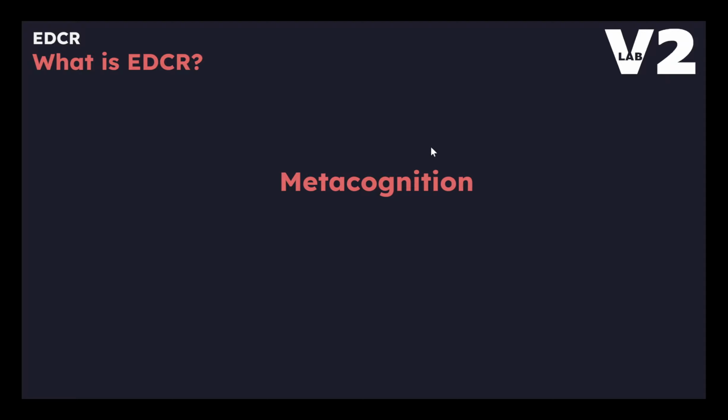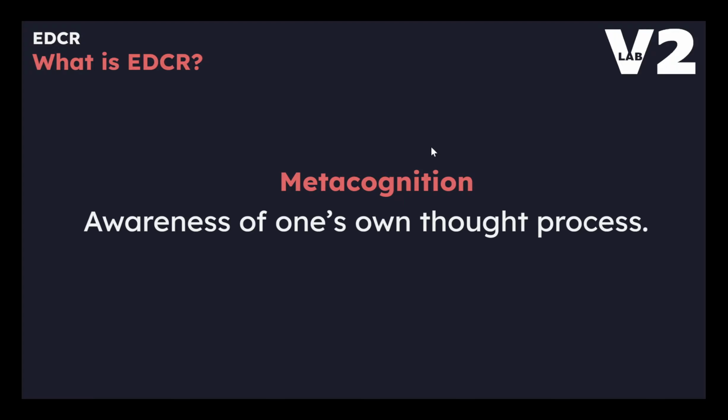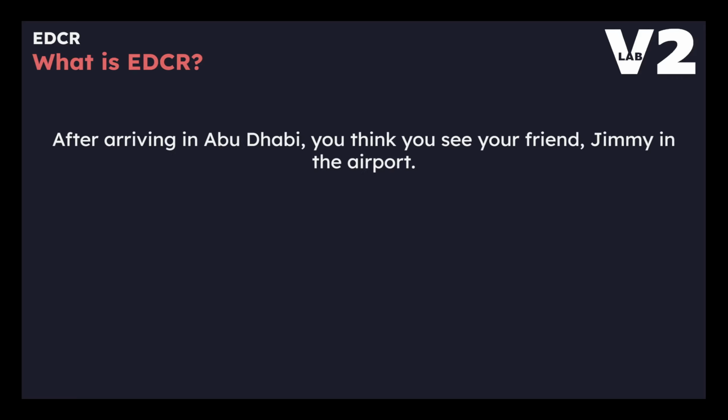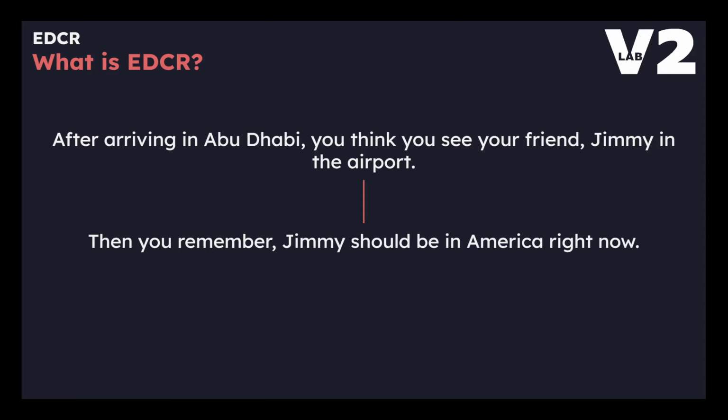So metacognition can be defined as the understanding and awareness of one's own thought process. So here's a quick example. After arriving in Abu Dhabi, you think you see a buddy, Jimmy, in the airport. And you're about to run up to him, you're about to greet him. But wait, you just remembered. Jimmy should be in America right now because he told you that he was going to be in a conference there. So, there's no way he'd be here. So using that, you can deduce that that person is not Jimmy. So this entire process of reasoning with some knowledge that you have or some thought process, that is metacognition, right?